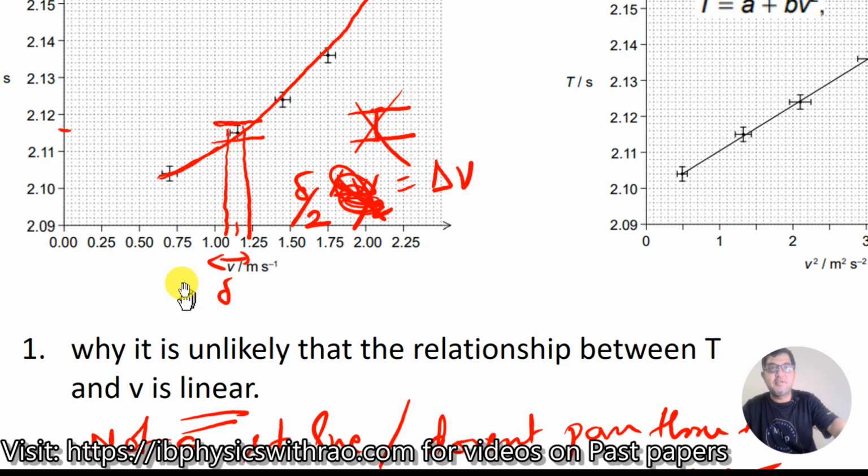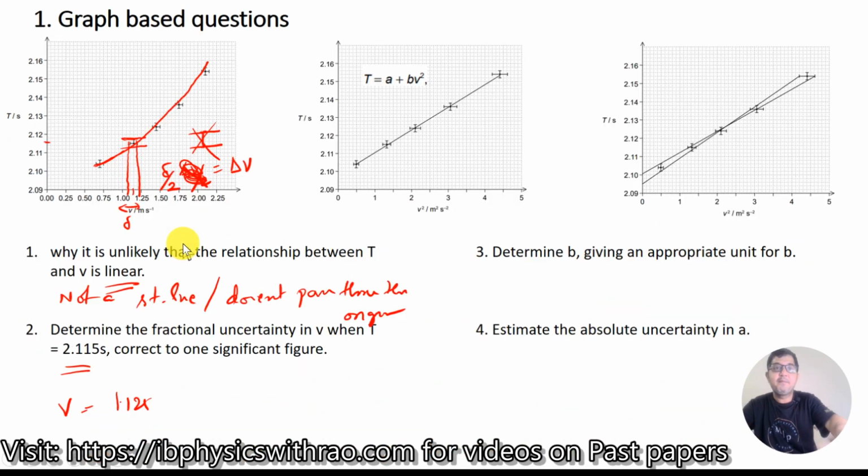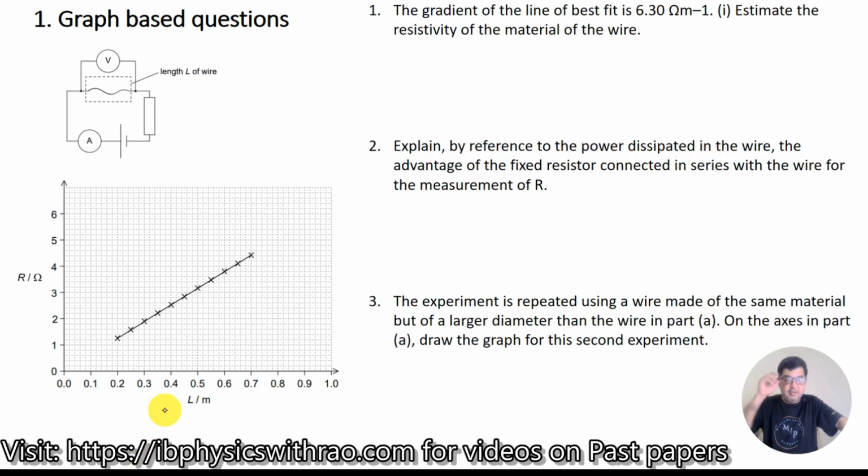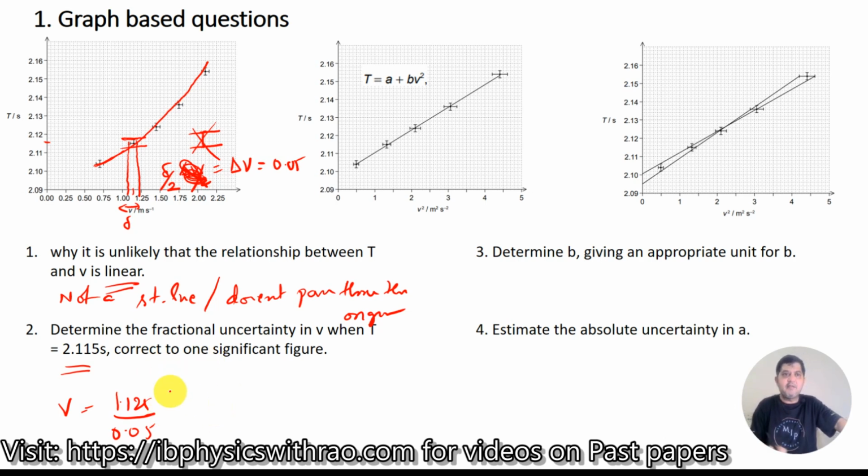I need not do all this. Okay, 0.05 is your uncertainty. This value is equal to 0.05 and this value is 1.125, corresponding to this value of t. Now when I do this, calculate this value, this will be your delta V by V, and put it to one significant figure. Then determine V and give an approximate unit for B. Now this is for this question.